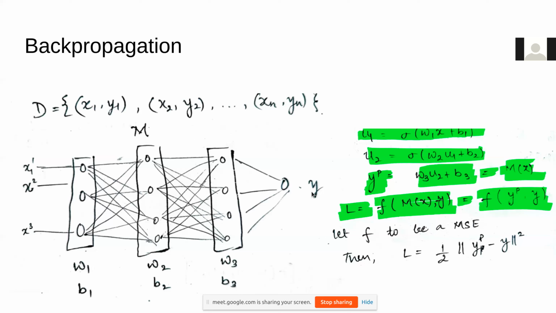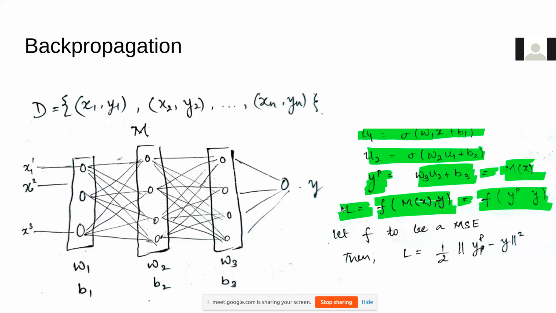That is, we're considering a regression setting in which Y is a one-dimensional scalar value. For each input X, we have a scalar value and the network is supposed to predict that scalar value here. So F is a mean squared error, representing the loss function.